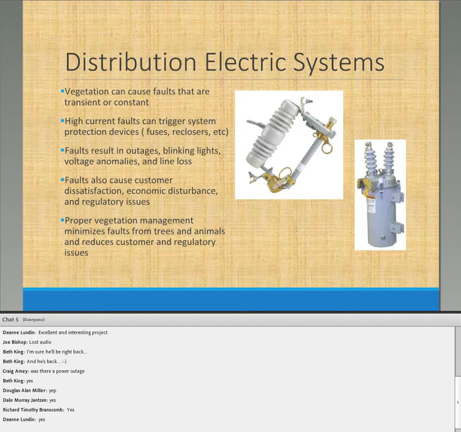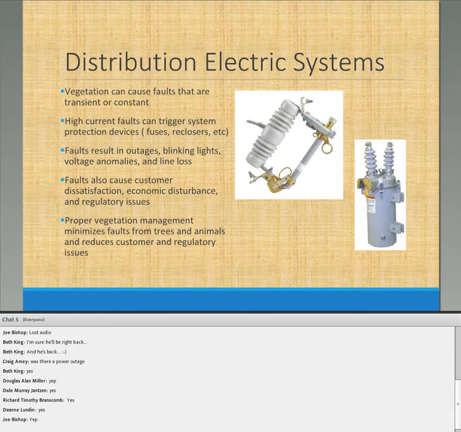There are a few basic things about the electric grid and how vegetation impacts it. Faults here can occur when vegetation provides a path to ground for the electricity flowing through the power line. They can be high current events or low current events. High current events can cause outages by activating the overcurrent protective devices. These are fuses and oil circuit reclosers. A fuse basically acts like a fuse in your fuse box at home.